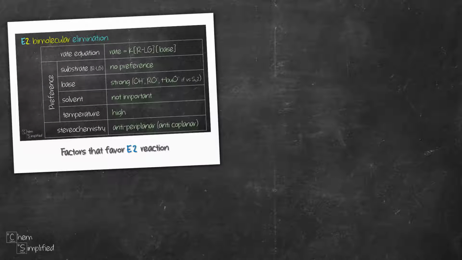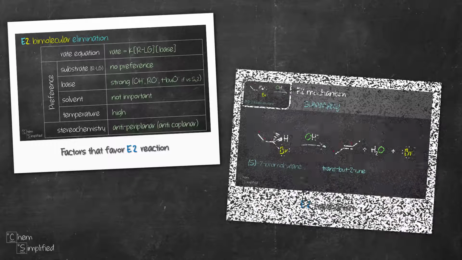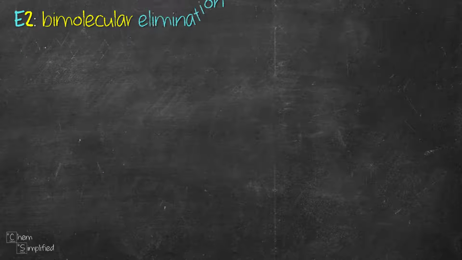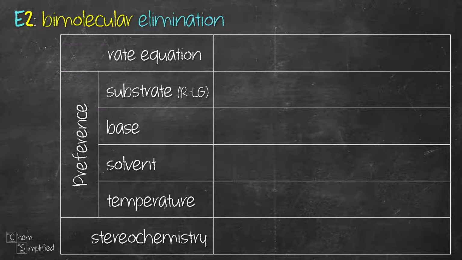In this video, we're going to discuss the factors that will favor E2 reaction, as well as all the steps that are involved in an E2 mechanism. E2 stands for bimolecular elimination reaction. There are two components that are involved in an elimination reaction. One of them is the substrate that has an alkyl group attached to a leaving group, and the other one is the base.